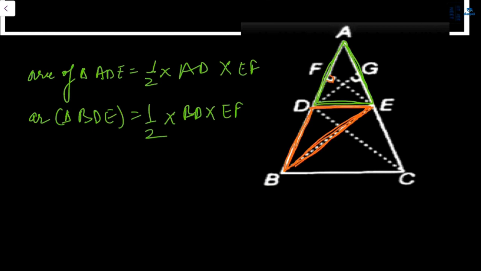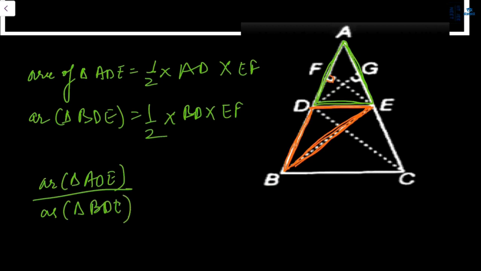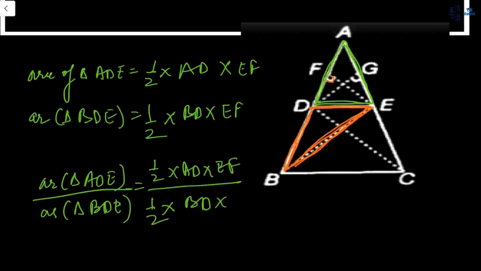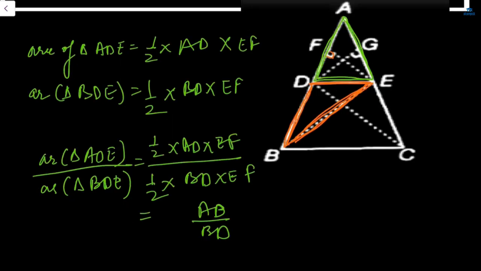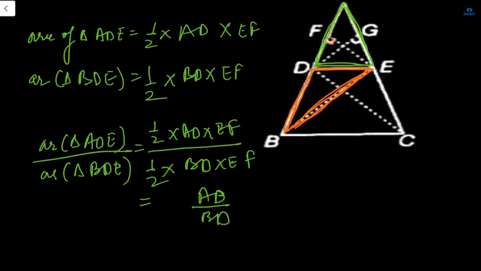So if you are doing the ratio of both the triangle areas, area of triangle ADE upon area of triangle BDE, what we will get? AD upon EF and BD upon EF, so it will be AD by BD. AD upon BD remains. Yes? Okay, now we can take it as first.